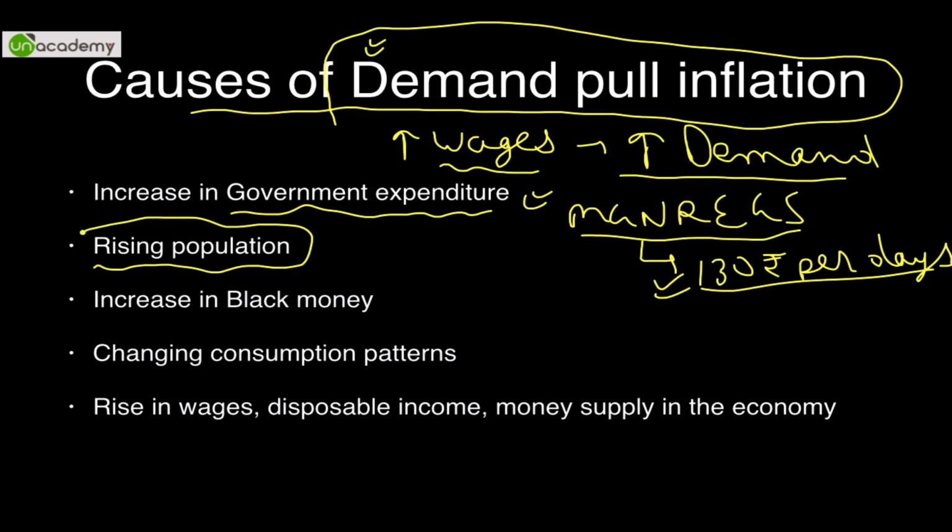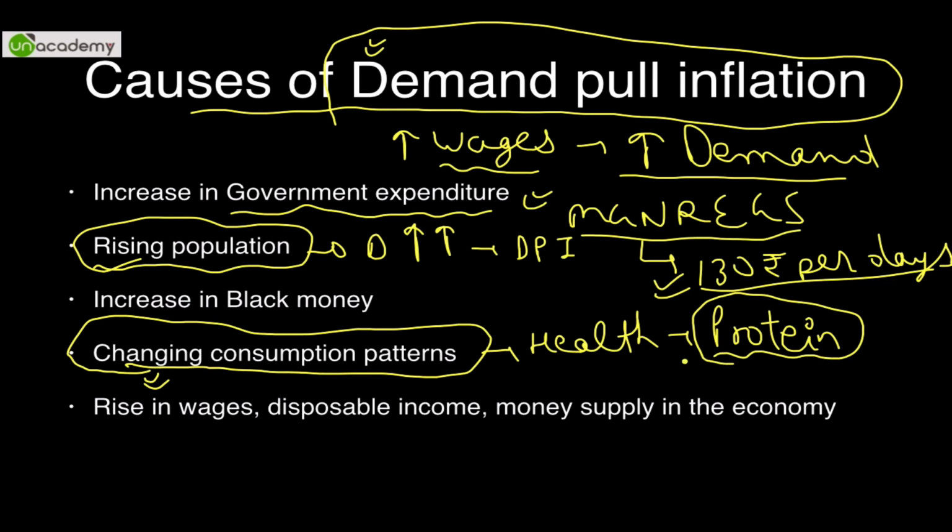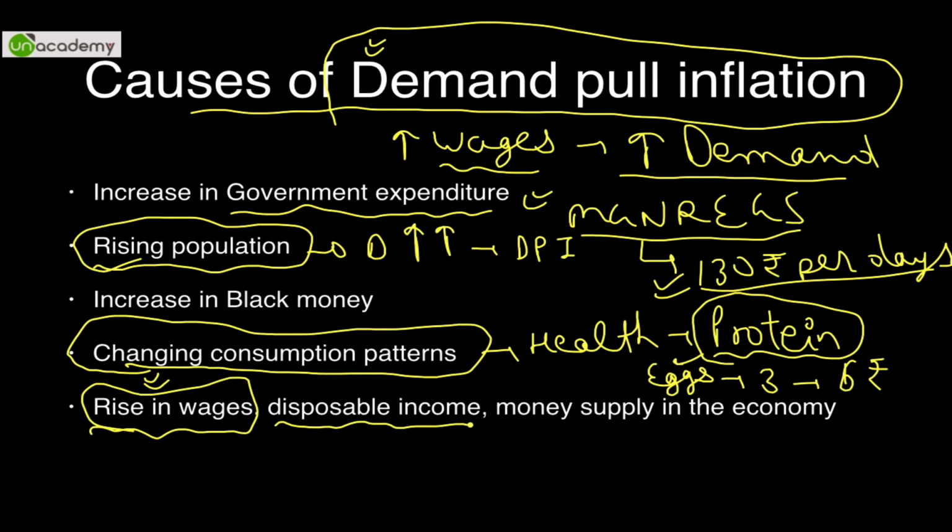Similarly, if there is a rising population, all those people who are being added to the population will earn something, and again because of them demand will go up, and that will lead to demand pull inflation. Now let's forget about this for a moment. Changing consumption patterns: for example, people in the metros and in tier 2 cities are getting conscious about their health. So they go to the gym and now they want more protein rich food to build their muscles or prolong their life. So protein rich foods like eggs are recently increasing in price. For example, a 3 rupee egg is now 5 or 6 rupees. This is purely on the basis of consumption patterns. These cannot be predicted. And again, if there is a rise in wages, if disposable income is much more, if the money supply in the economy is more, all this will lead to demand pull inflation.